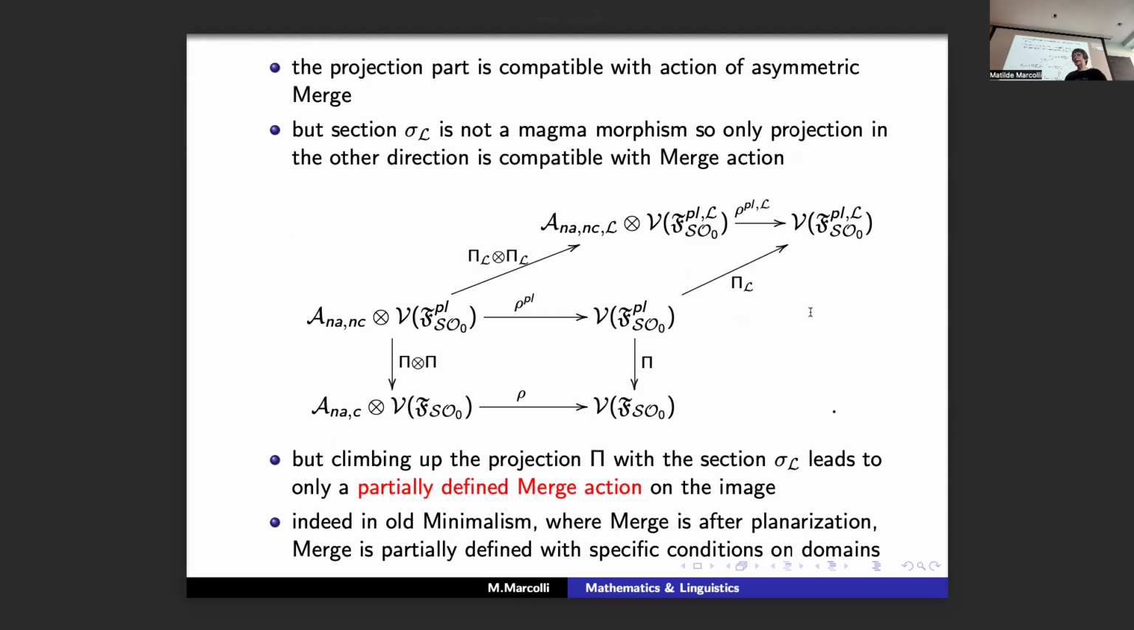And as I said, you cannot. This goes back to the point that you cannot have merge simultaneously and compatibly act before and after externalization, because you're trying to climb this morphism of magma in the wrong way. What will happen is that necessarily, if you try to define merge after externalization, it will only be partially defined. And that goes back to the formulation of the older form of minimalism, where all these merge operations were partially defined on domains whose compatibility you need to check.